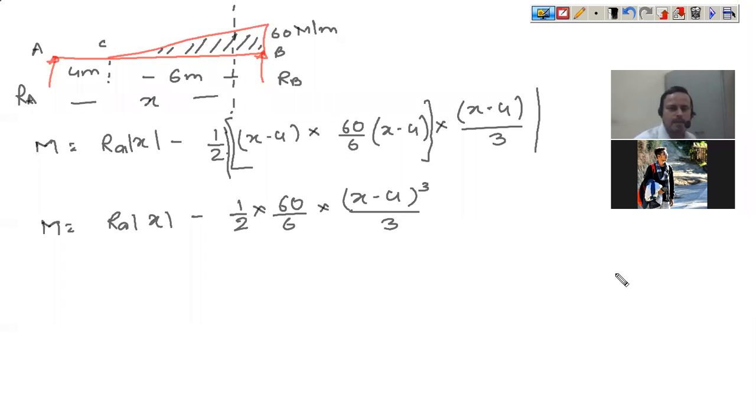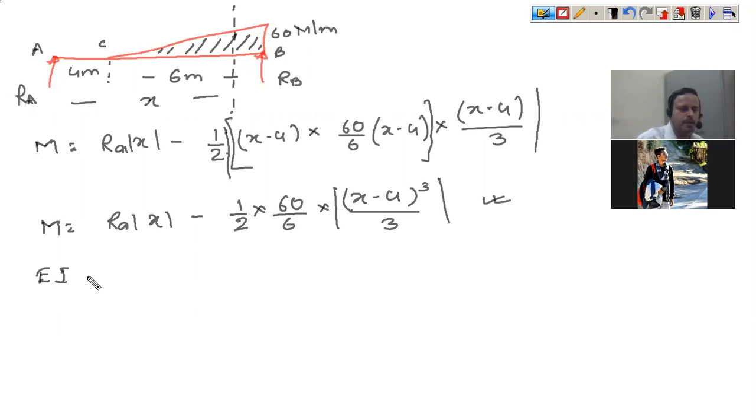Okay, so if you look at this term, you can very well understand that it is now initially a cubic function. So half is for the area under the triangle, 60 by 6 is the maximum height divided by the total length, multiplied by this term x minus 4 whole cube by 3. So now you have formed the equation for moment. Now this is your final equation for moment.